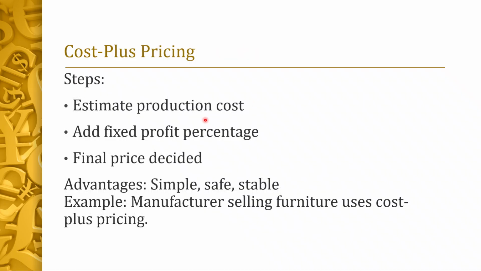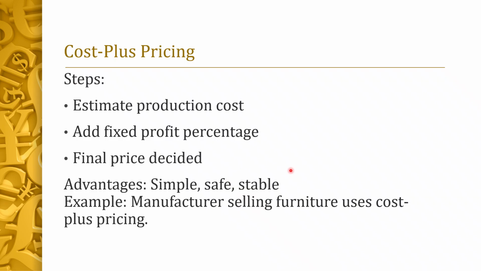Let's understand what is cost plus pricing. It is the simplest and the most widely used method. There are various steps that are followed. Very simple steps. First we calculate the per unit cost. We estimate this production cost. Then we add a fixed profit percentage into this production cost. And the final price is determined. So it is as simple. The advantage of this method is that it is simple, it is safe, and it is stable.